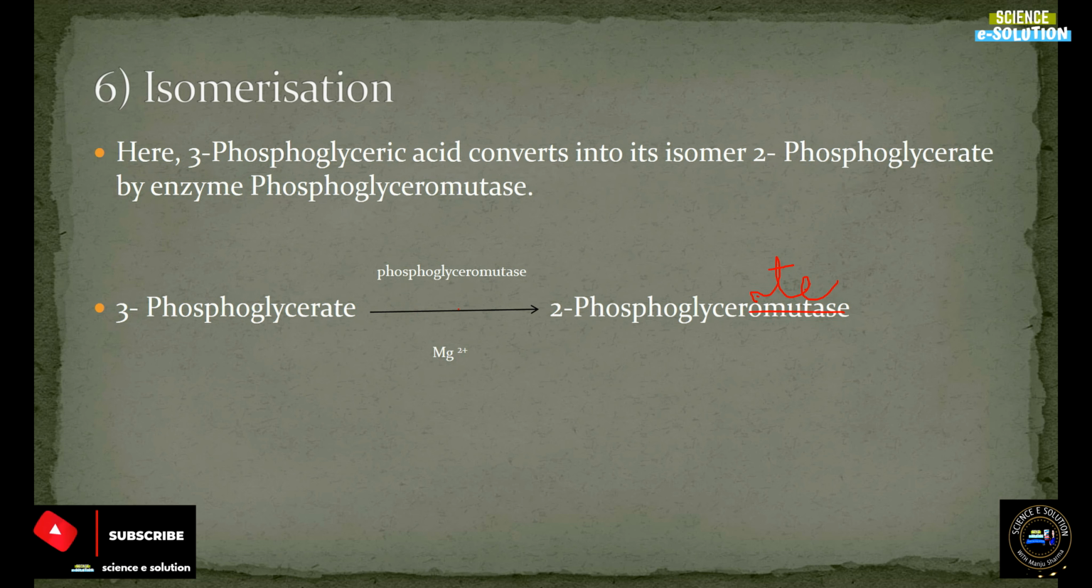Okay, come to the next point where isomerization occurs. 3-phosphoglycerate gets converted into 2-phosphoglycerate. It is written wrongly on the slide. While making the presentation, I think there is some mistake. So 3-phosphoglycerate is converted into 2-phosphoglycerate with the help of the enzyme phosphoglyceromutase.